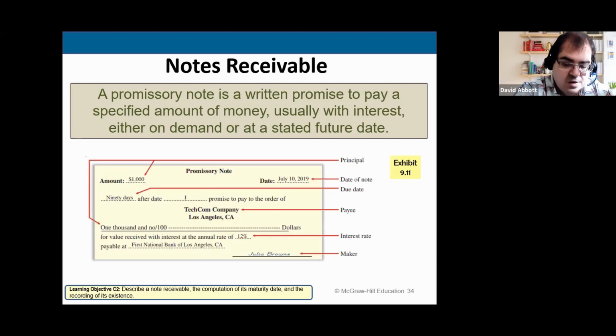To Brown, the note is a liability called a note payable. To TechCom, the same note is an asset called a note receivable. This note bears an interest rate of 12% as written on the note. Interest is the charge for using the money until its due date. As a borrower, interest is an expense. To a lender, it is revenue.